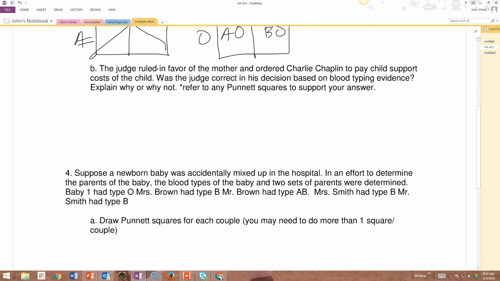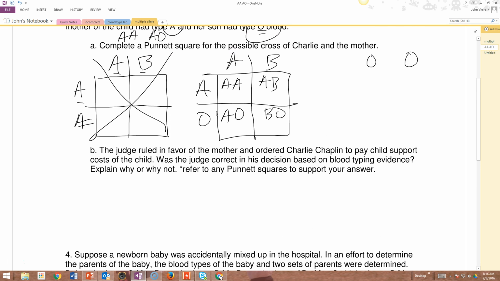He was not the father. You are not the father. So the judge ruled in favor. Was the judge correct? No, because look, here's your evidence. Look at both Punnett squares. In both Punnett squares, there's no way.